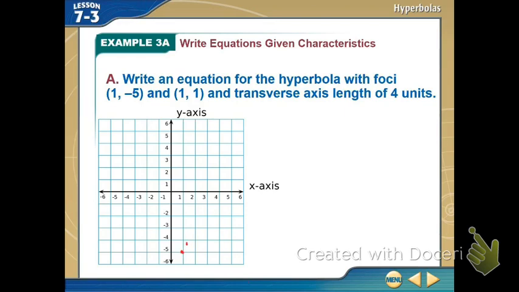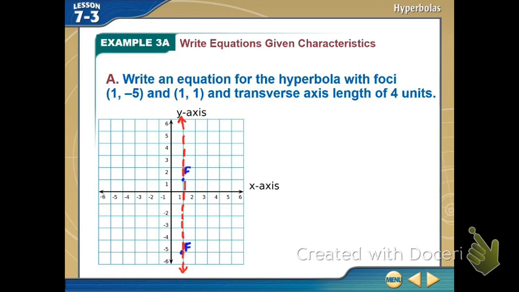So I'm going to mark that and call that guy F for foci. And then the other foci is at the point 1, 1. What I noticed right away about my foci is that they're sitting on a vertical line together. That tells me right away that the hyperbola is going to open up and down.